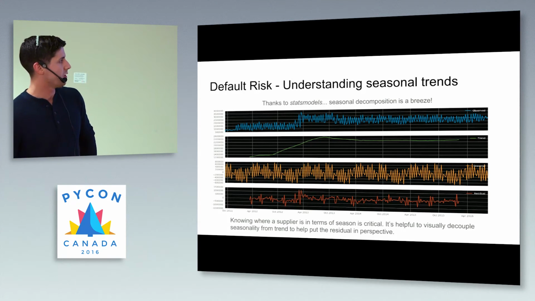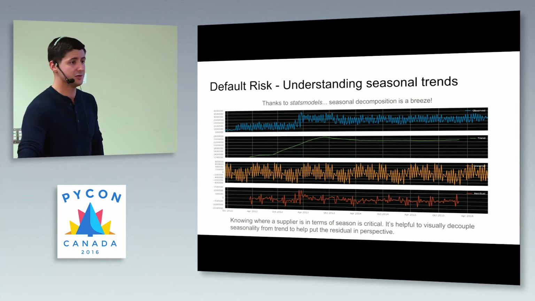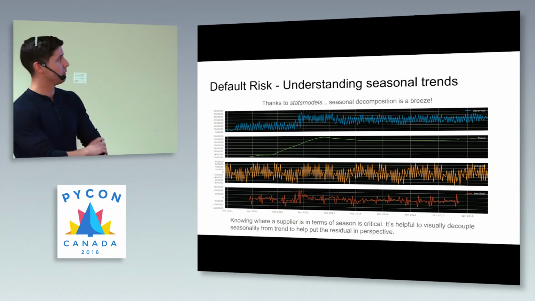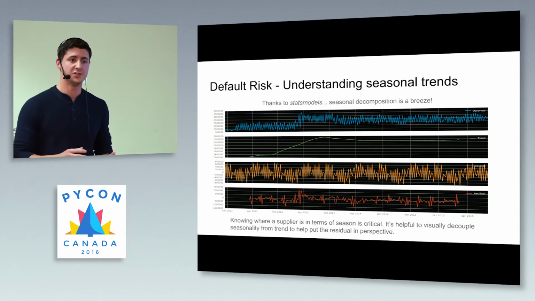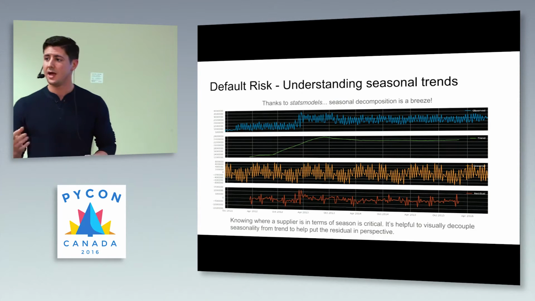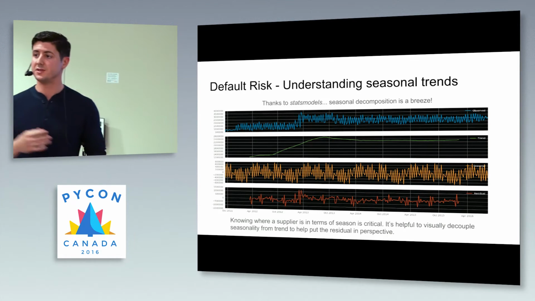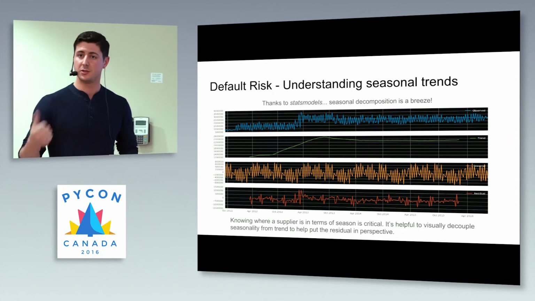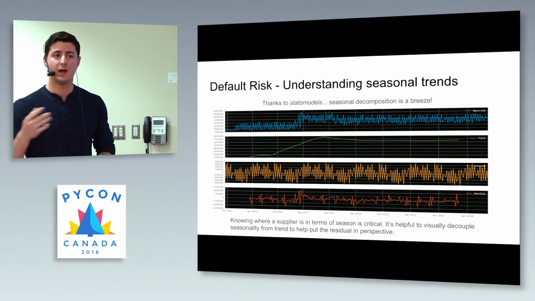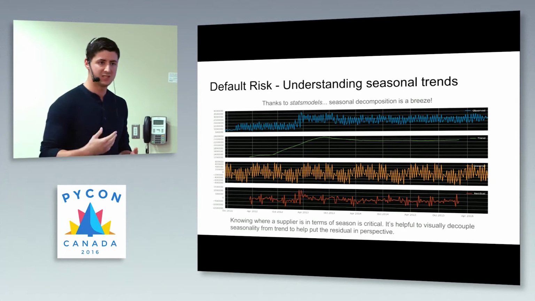So the next thing I want to talk about as it relates to default risk is this notion of seasonality. So in statsmodels, you can run what's called a seasonal decomposition pretty easily. What the seasonal decomposition seeks to do is take a signal and decouple the trend aspect of that signal from the seasonal aspect. And then whatever it can't explain between the trend and the seasonality component is the residual, what's left over, what's inexplicable.